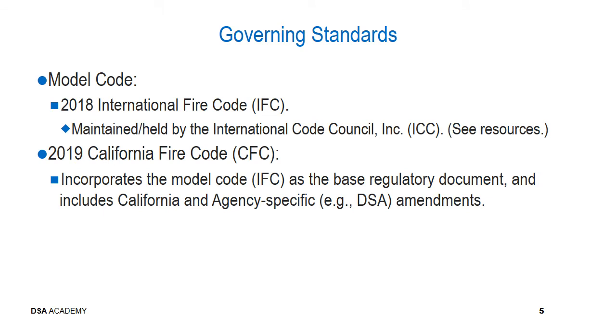For the governing standards, our model code is the 2018 International Fire Code, which is maintained by the International Code Council. The 2018 International Fire Code is the model basis for the 2019 California Fire Code and incorporates the model code as the base regulatory document and includes California and agency-specific amendments. The California Fire Code is adopted by the Building Standards Commission utilizing the Model Fire Code.